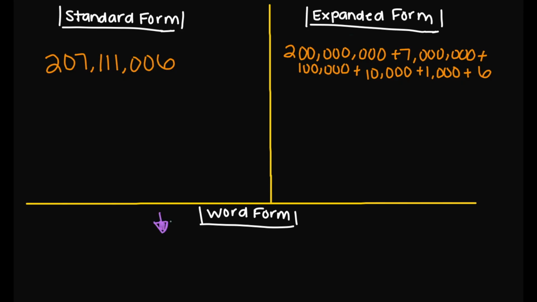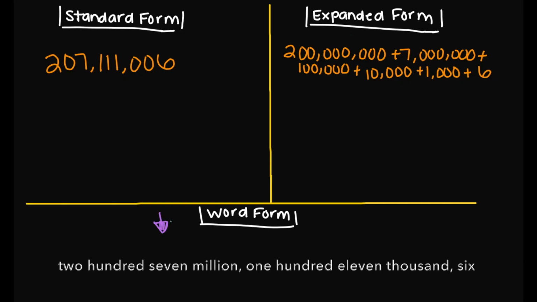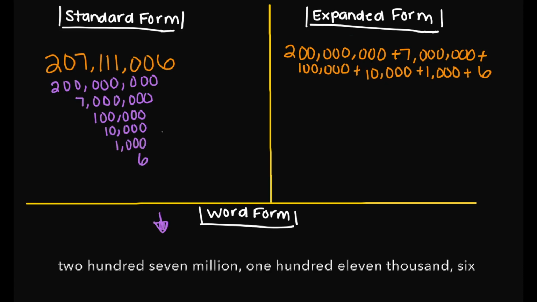And your word form is going to be 207,111,006. And don't forget, if you need help with your expanded form, let's write this out. 200 million, then we have 7 million, then we have 100,000, then we have 10,000, then we have 1,000, and we have 6. Don't forget, this is the same as your expanded form here on the right side.